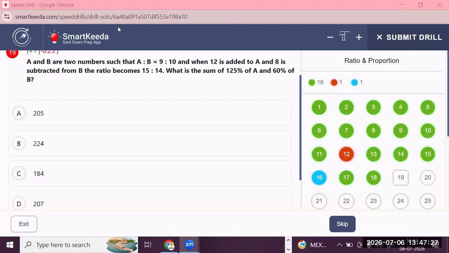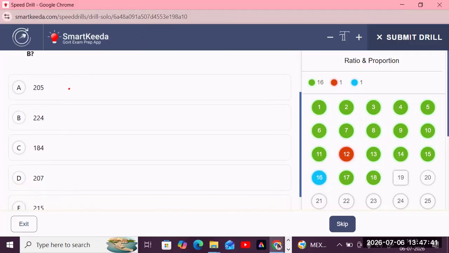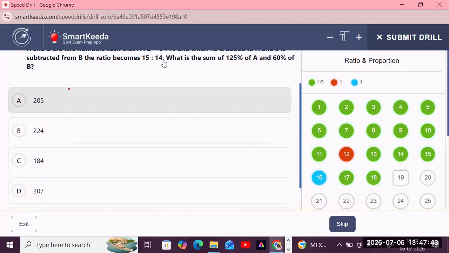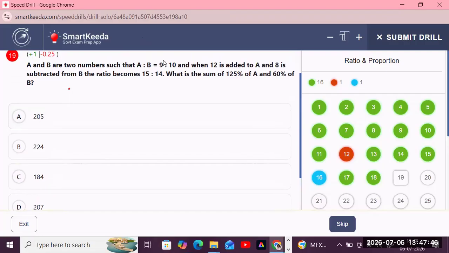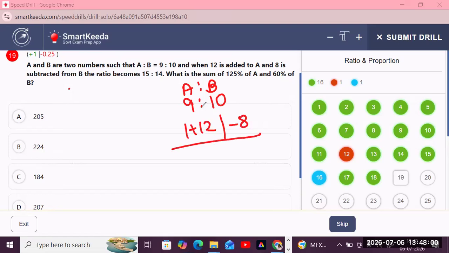Next question. A and B are two numbers such that A is 9, 10. Yeah, and 10. That's okay. वापस बताऊंगी. A and B 9 by 10 में and A में 12 है या B में 8 सब्ट्रैक्ट किया है.